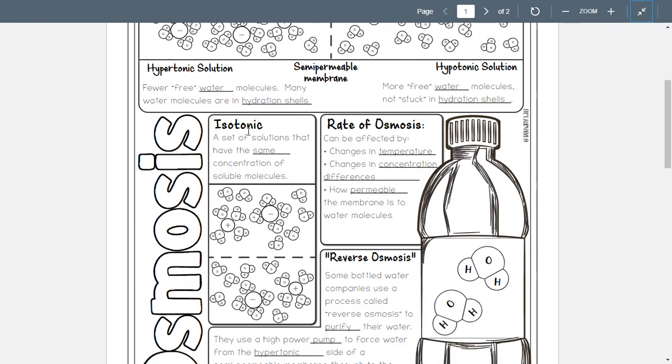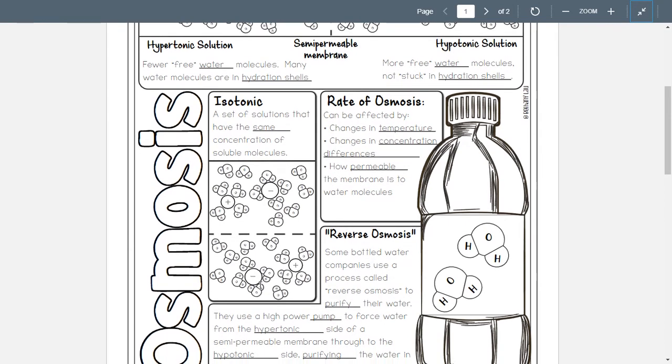So isotonic means it has the same solution of salt in and out of the cell. So here we have 2 charged particles taking up some of our water molecules on each side. And so we have the same amount of free water molecules on either side, and there's no difference on either side. So water would not move from high to low. It would move back and forth across the membrane randomly, but there'd be no net change.